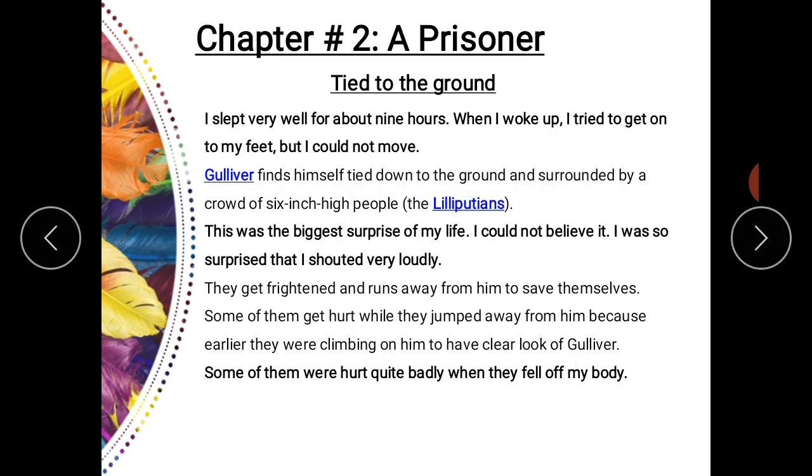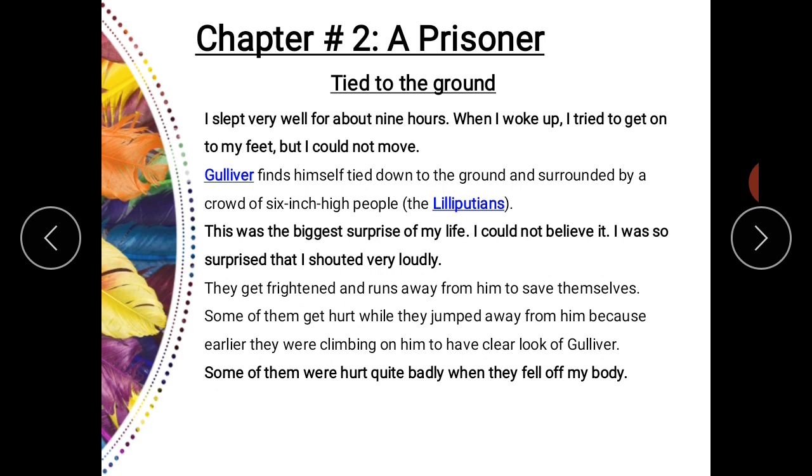Okay, now let's come to chapter number 2. So your books should be opened on page number 7. Chapter number 2 is A Prisoner. And the first topic there is Tied to the Ground. Tied to the Ground is the first topic in chapter number 2, and the title suggests whatever will happen in it. What do you guess? What would be there in this lesson, Tied to the Ground? Obviously, Gulliver must be tied to the ground by the Lilliputians, the little people.